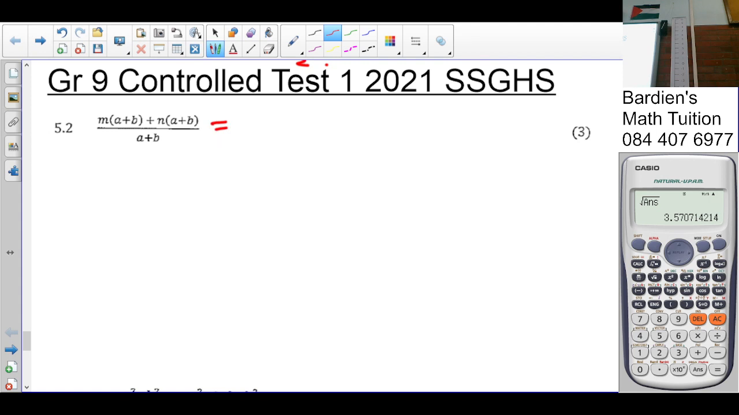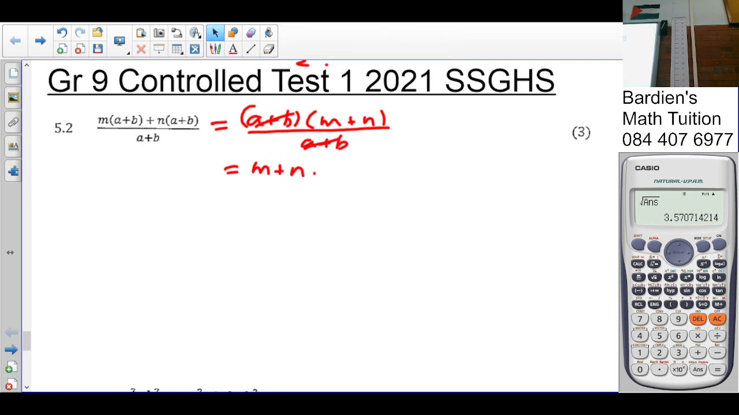What can be done here? Can I cancel here? No, there's a plus. A plus b is a common factor. So it's m plus n over a plus b. So a plus b cancels, leaves you with m plus n. Okay.